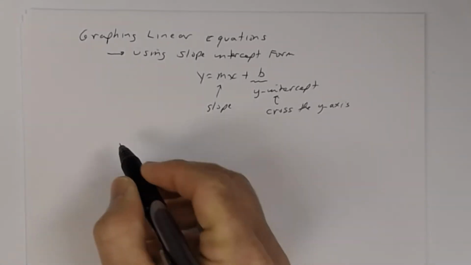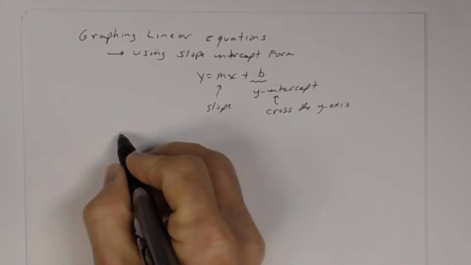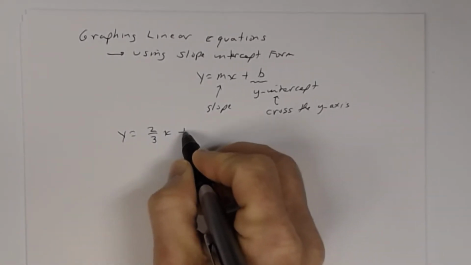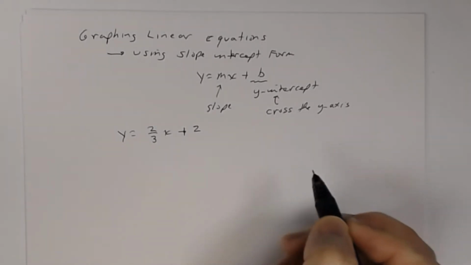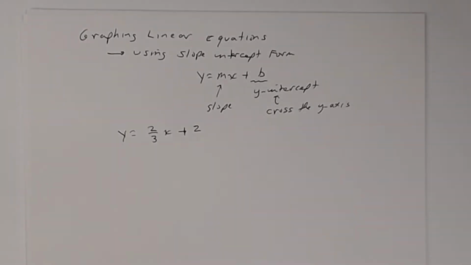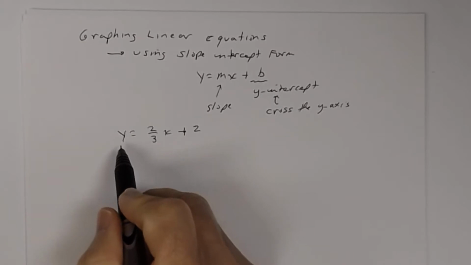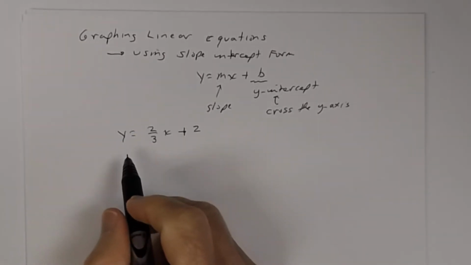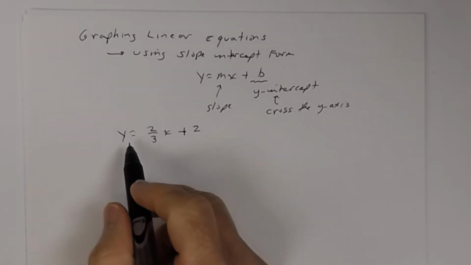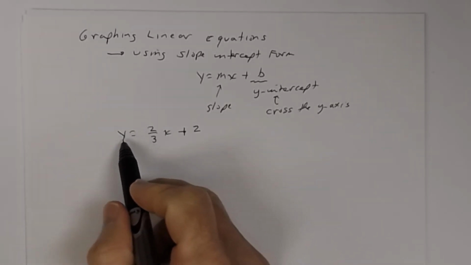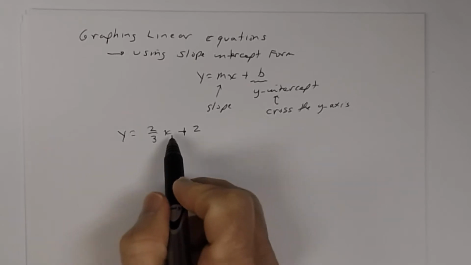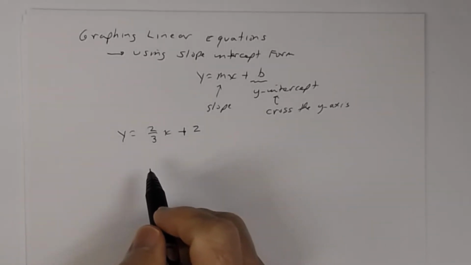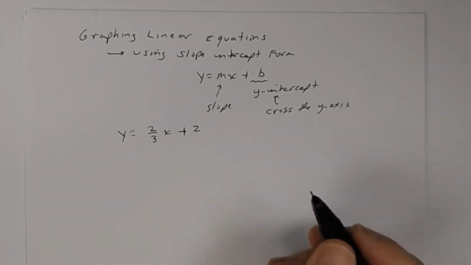All right, so for example, let's suppose we have y equals 2/3 x plus 2. This is in slope-intercept form. Remember, this is a linear equation in variables x and y because y is being raised to the first power and x is being raised to the first power. And remember, the graph of a linear equation is a line.